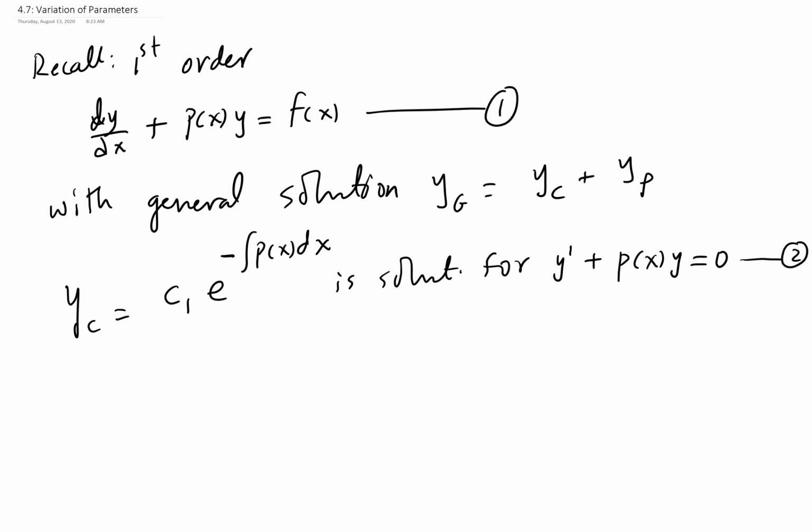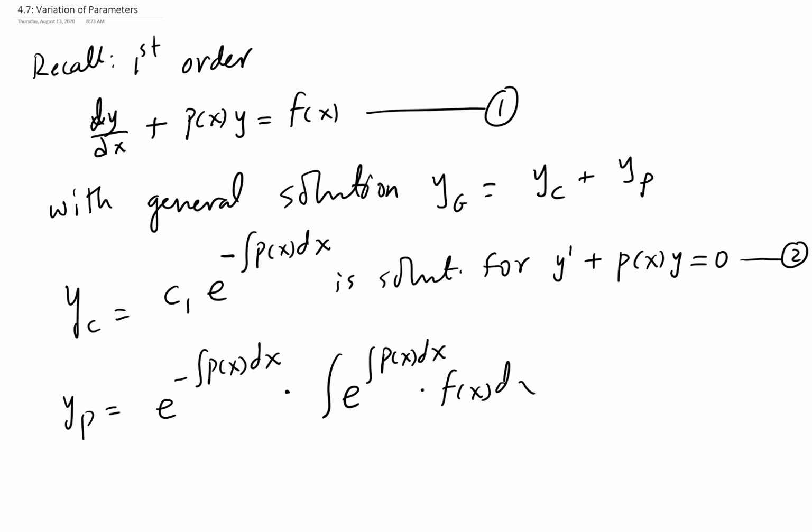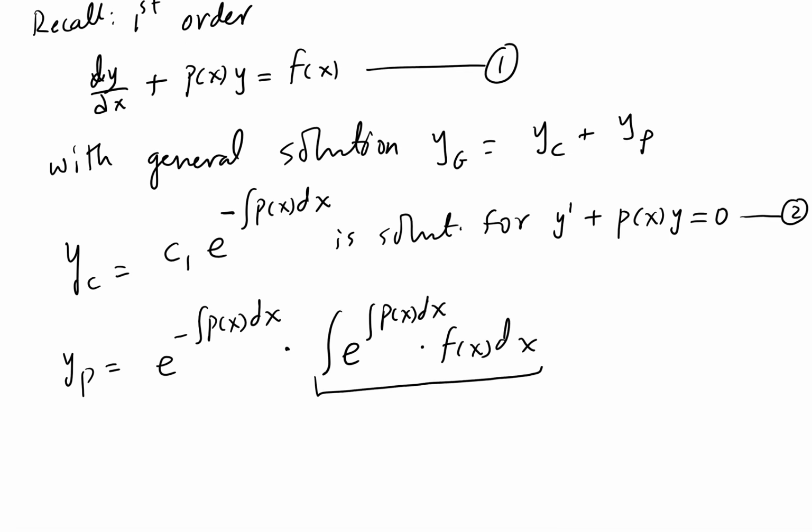And y particular is e to the negative integral of p of x dx times the integral of e to the integral of p of x dx times f of x dx. This part here, we're going to assume it's u1. u1 is a variable parameter. That's where the name of the section came from. So this is a particular solution of equation 1.